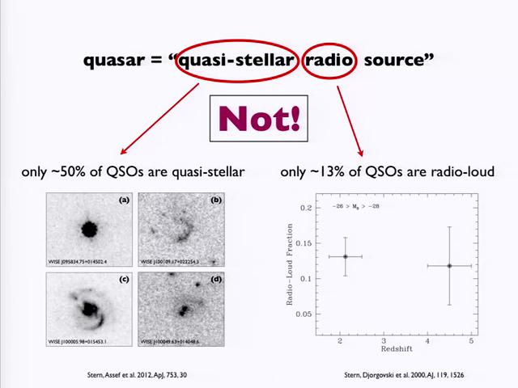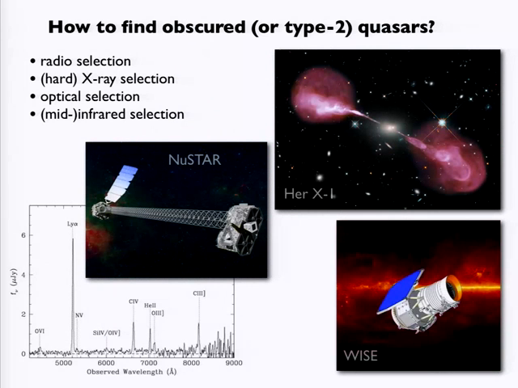Here's a picture of the HST images of four WISE selected quasars in the COSMOS field. Some of them are beautiful point sources, some of them maybe with Hubble you're starting to see the host galaxy, but there's a large population where the central engine, which is a supermassive black hole accreting at incredible rates, is completely obscured, completely hidden. And we call those the obscured quasars or the type 2 quasars. It's a very rich field.